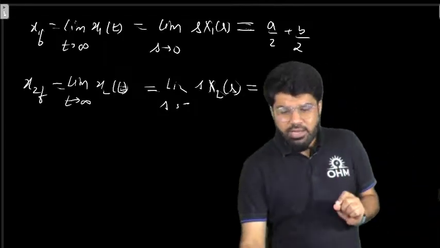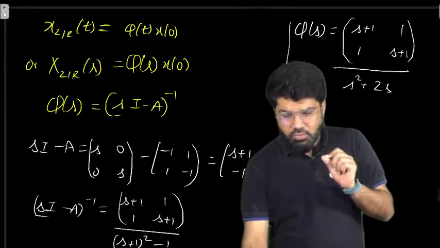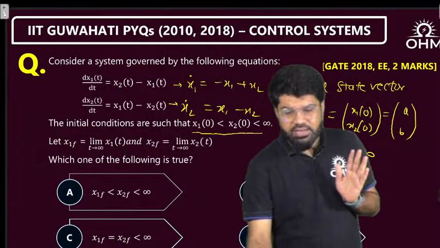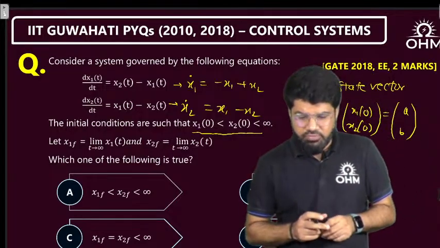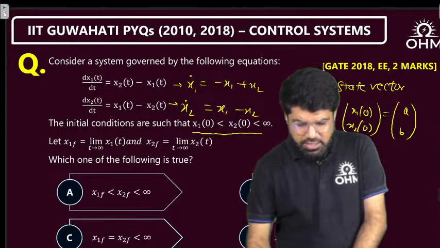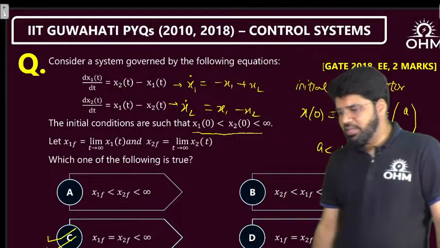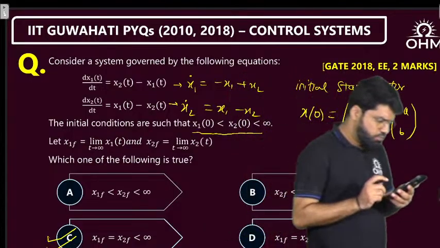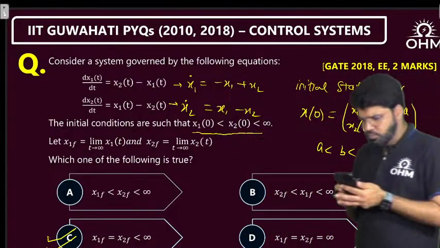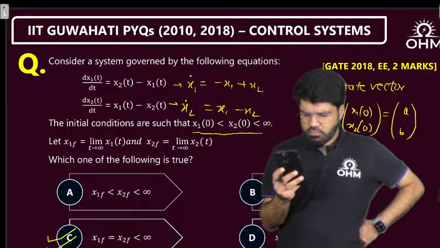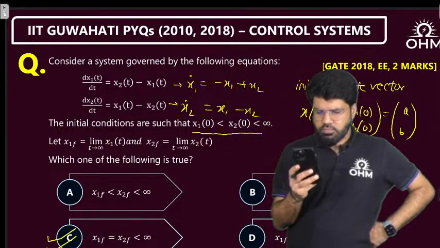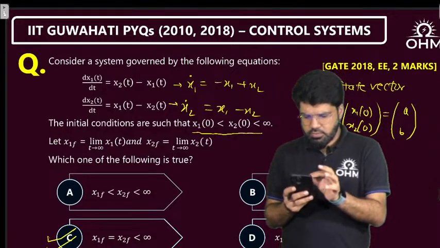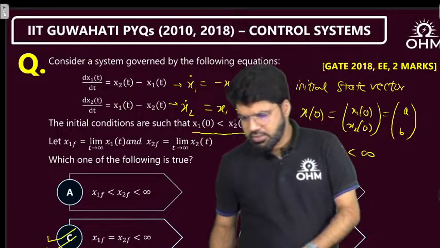And what is mentioned here? a and b are both less than infinity, means both finite. If there are two finite numbers, their sum will also be finite. So the correct answer: x1 and x2 are equal, and both of them are less than infinity. Option number C. Good question, good analysis. The correct answer is C.